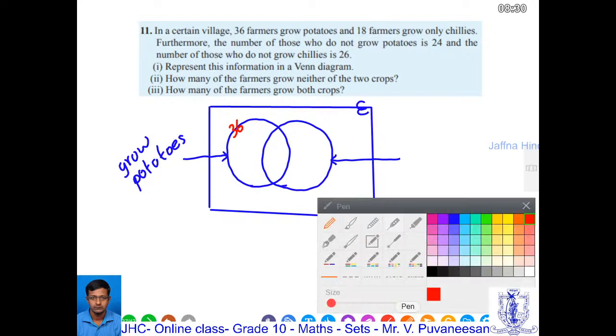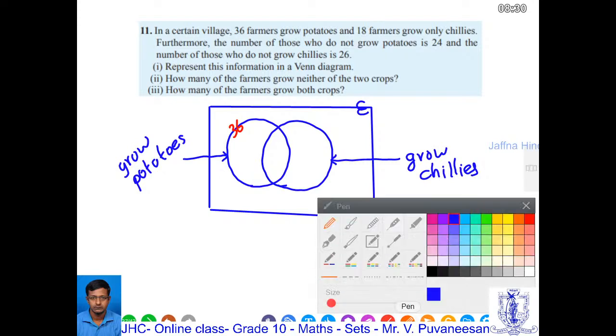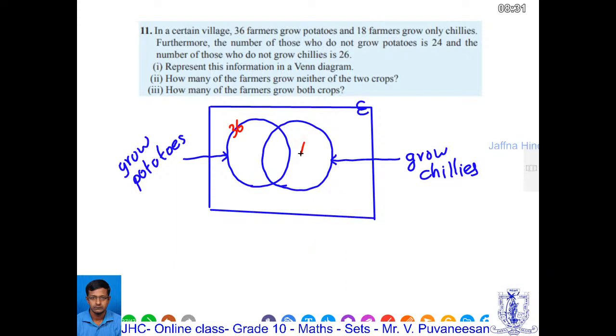Only chilies. This is the chilies set, only chilies outside the potato. How many? 18 farmers. Okay.